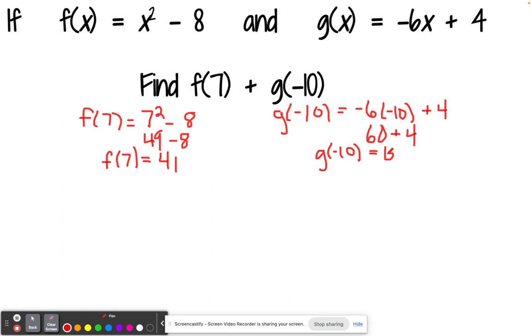So if we know f of 7 is 41, and we're adding g of negative 10, which is 64, f of 7 plus g of negative 10 will equal 105. I add this and this, I get 105.